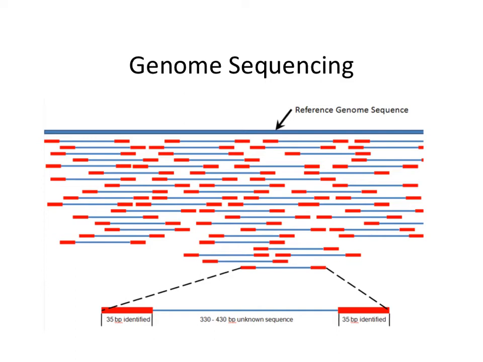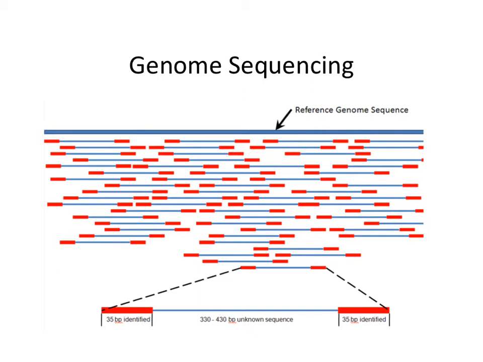What are some issues with DNA sequencing given this fact? So assume up here at the top where it says reference genome sequence, pretend that that's the actual DNA sequence representation of a chromosome. So that's double-stranded DNA, A's, T's, G's, and C's.